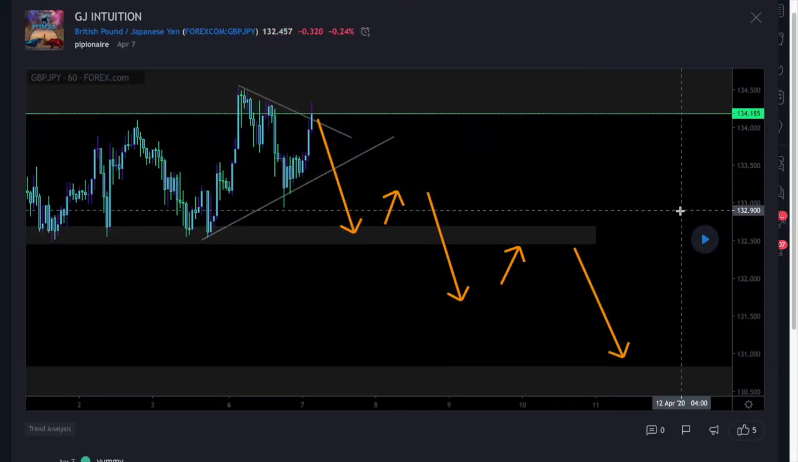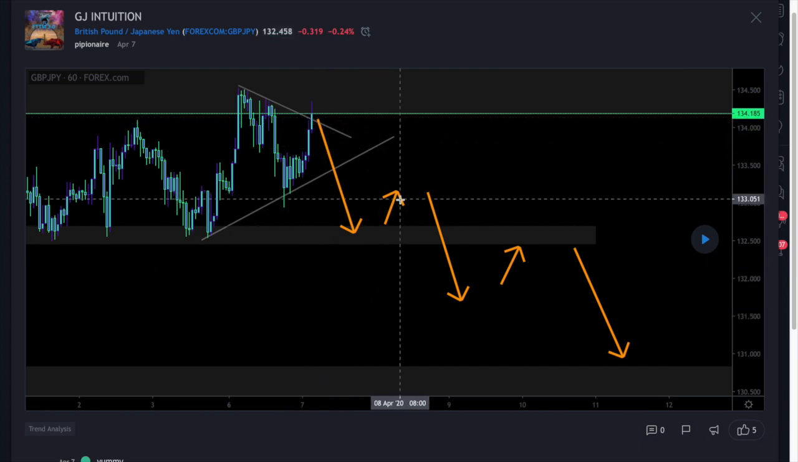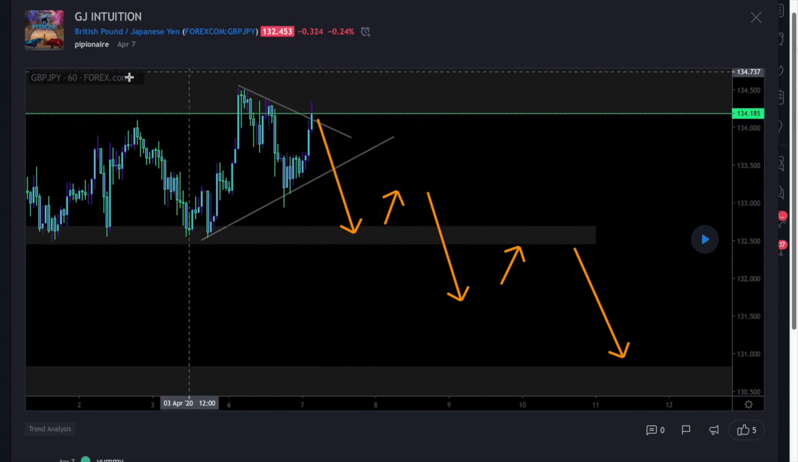I'm not going to count this because this is just some idea I drew. It's not actually a trade idea, just intuition.